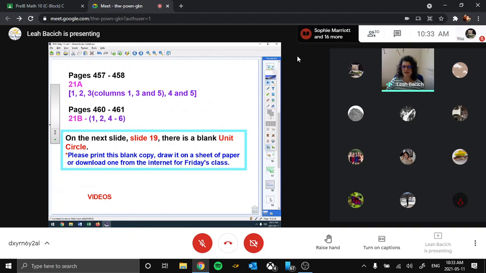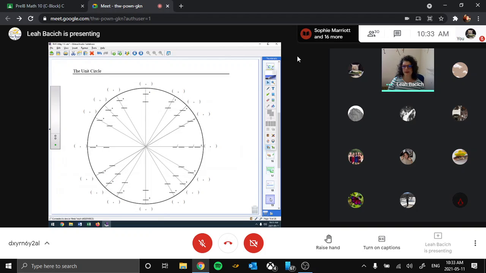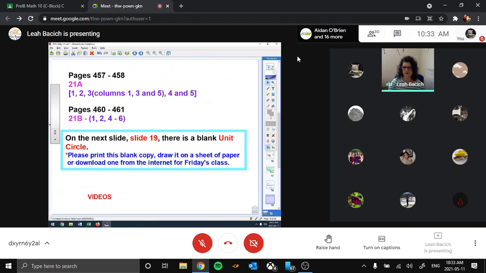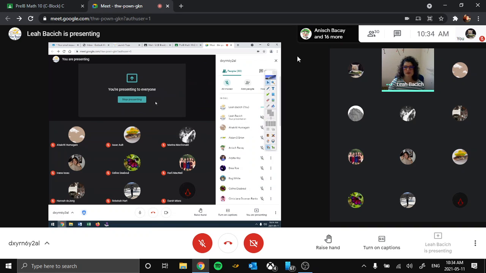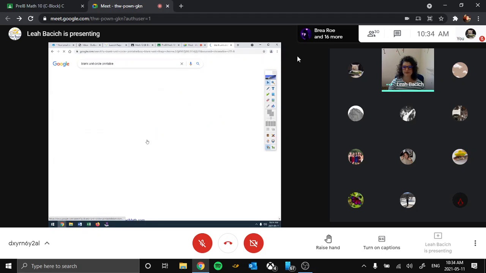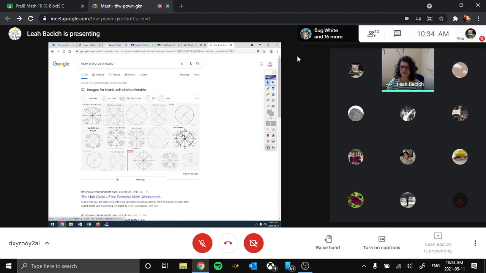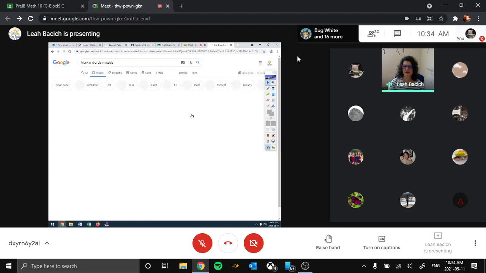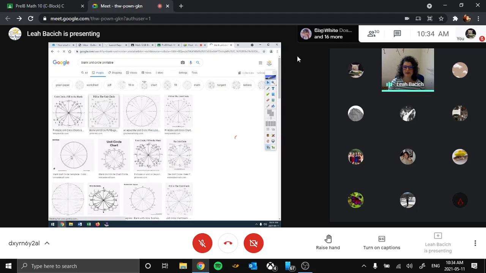So I've given a unit circle here. It's a blank one. I'd like you to have a blank one for next class. So you can certainly print this one if you want. There's all kinds on the internet. So if I just go to the internet and I Google unit circle. Actually, if I do blank unit circle, that's printable. You get all kinds of them. Okay, so you might find one that you like a little bit better.